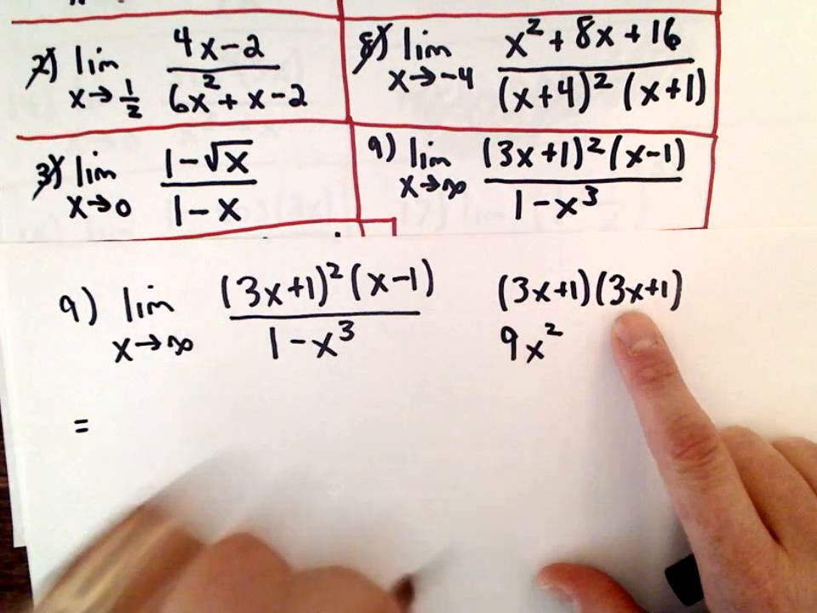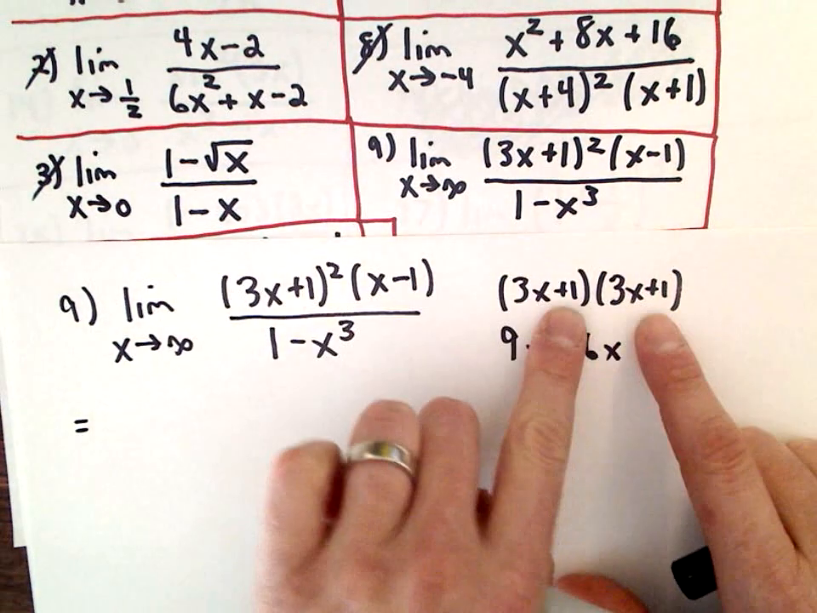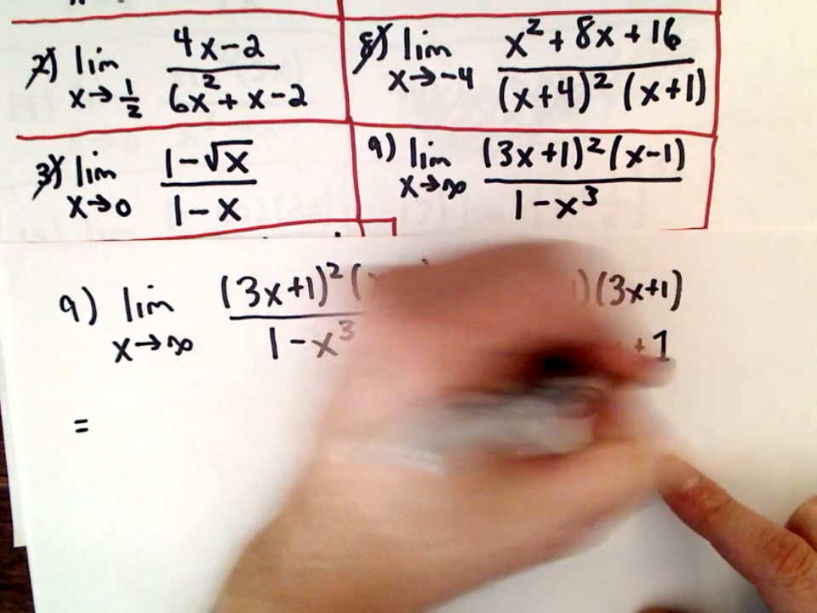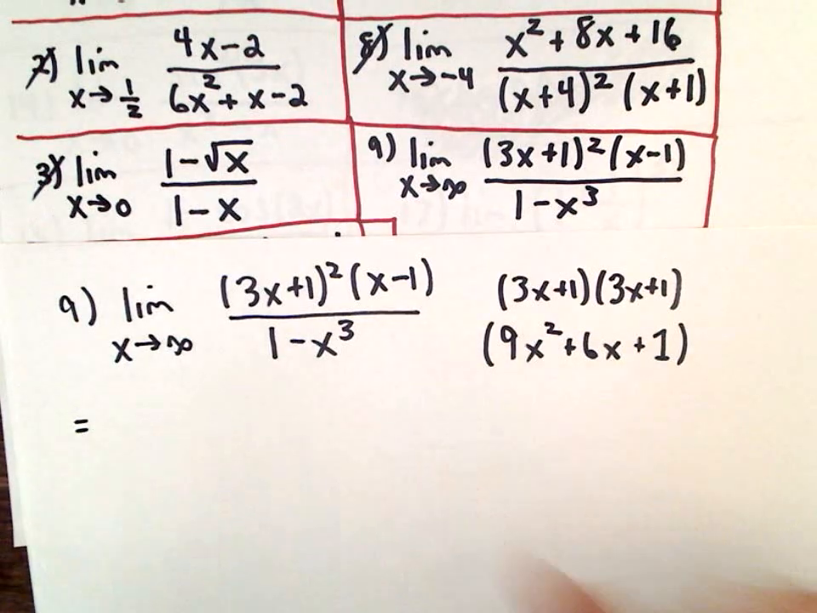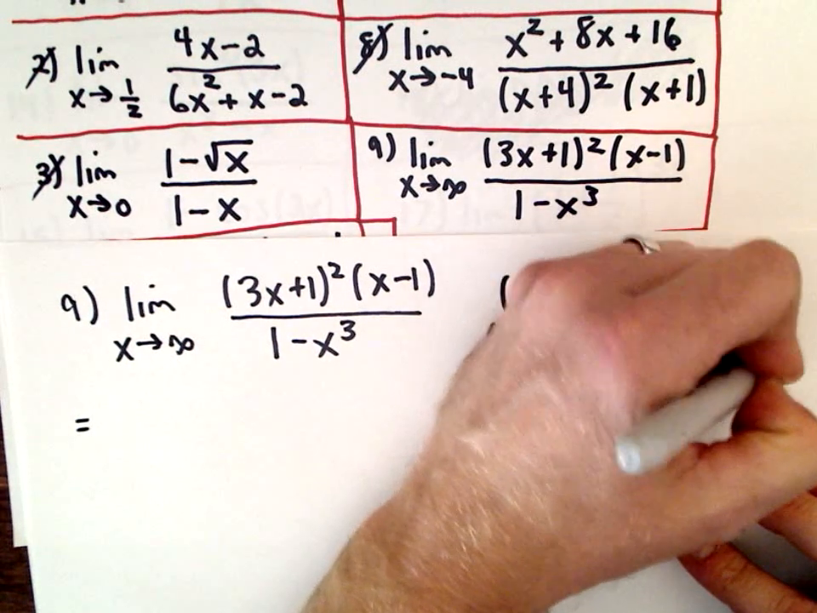I would get plus 3x, that's plus 6x. I would have positive 1 multiplied by positive 1. That's going to be positive 1. So there's my 3x plus 1 squared. I still need to multiply that by x minus 1.